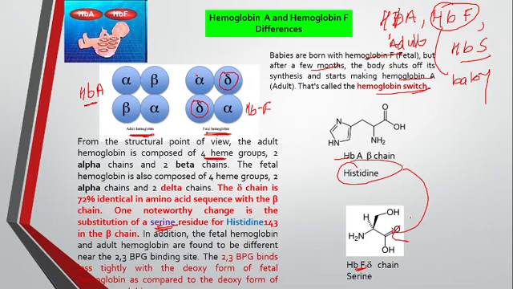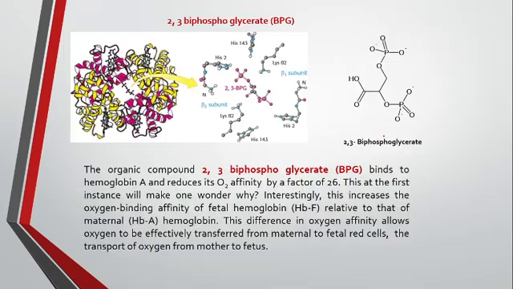This is replaced by the delta chain, and which contains what? Serine unit. This is also important from the MCQ point of view. In HbF, in hemoglobin F, it contains the delta chain, and this delta chain contains serine. In hemoglobin A, it contains the beta chain, which contains histidine unit. This hemoglobin A is called adult hemoglobin. Hemoglobin F is called fetal hemoglobin.